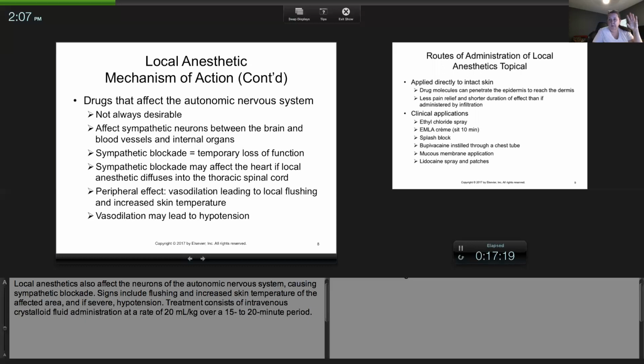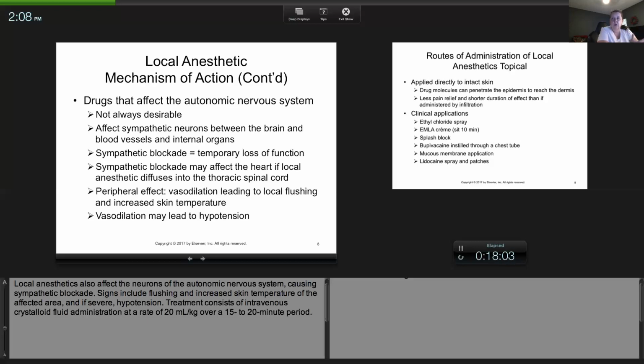Now this is important to understand: sympathetic blockade may affect the heart if local anesthetic diffuses into the thoracic spinal cord. You have to remember anatomy. When you give it epidurally, which is near the tail, and you push the drug, you are pushing it around the spinal cord. We are not giving it in the spinal cord. We are putting drug around the caudal end of the spinal cord. But if you give too much drug and you push it too fast, you can push drug past the lumbar spinal cord and it can block the nerves of the thoracic spinal cord. If it does that, it can affect the heart.